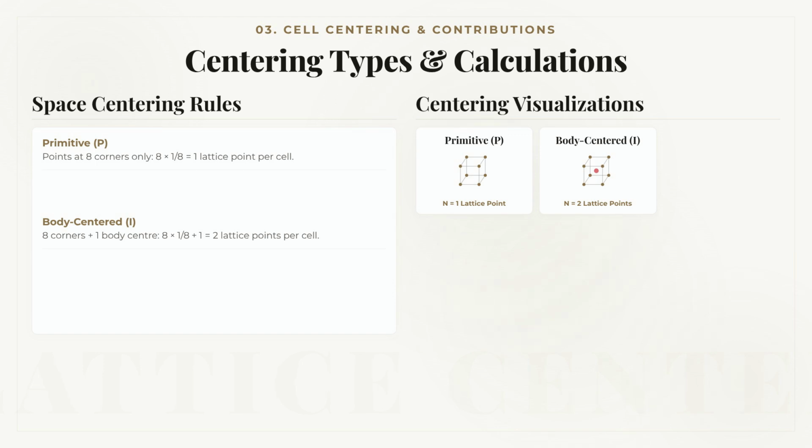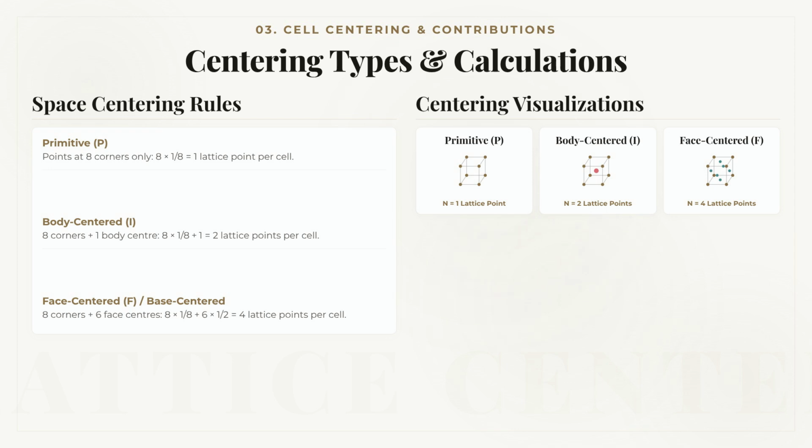The third type is the face-centered lattice, represented by the letter F. In this case, lattice points are located at all 8 corners and at the centers of all 6 faces of the cube. The corners contribute 1 lattice point, while the 6 face-centered atoms contribute 3 more, because each face atom is shared between 2 cells. Therefore, the total number of lattice points per unit cell is 4.